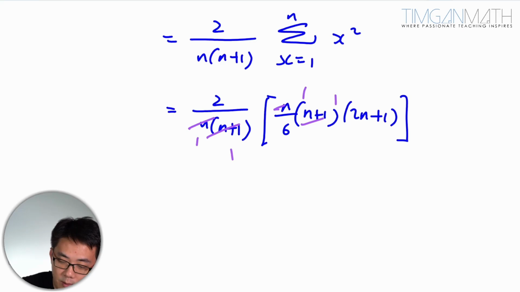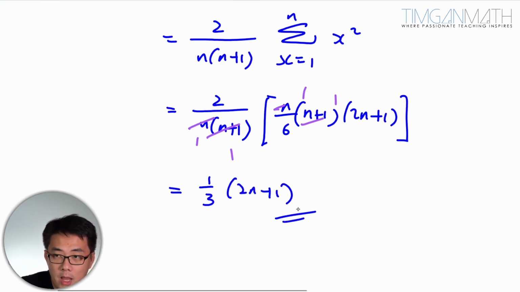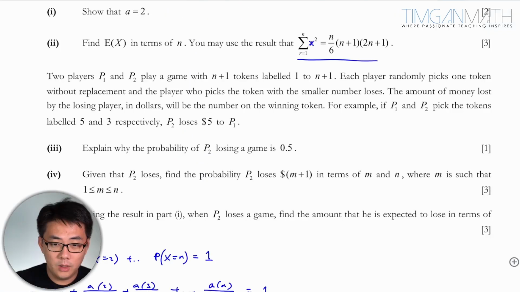1/3. So we are left with 1/3 to n plus 1. Right, so that's how we do this part here. So let's look at part 3.